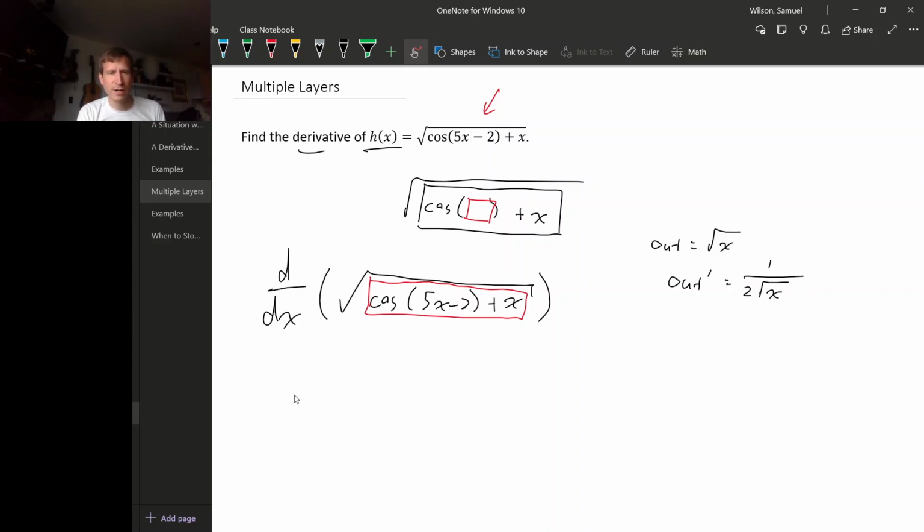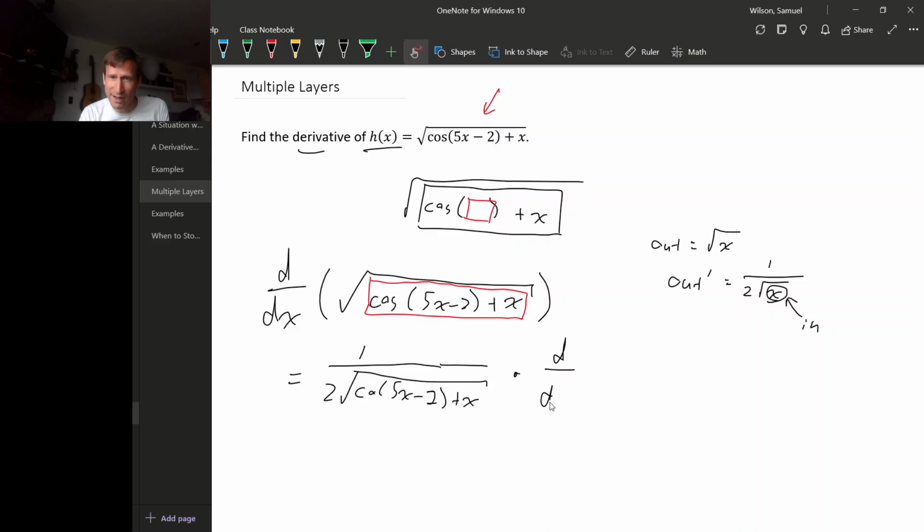Okay, so now we can use the chain rule to deal with this very outside part. The chain rule says that the derivative of the square root with something inside of it is the derivative of square root, so 1 over 2 times square root. And then into this derivative of the outside part, we put the inside part. So we have to put cosine 5x minus 2 in here, plus x. Okay, and then the chain rule says don't forget to multiply by the derivative of the inside. And the inside is cosine 5x minus 2 plus x.